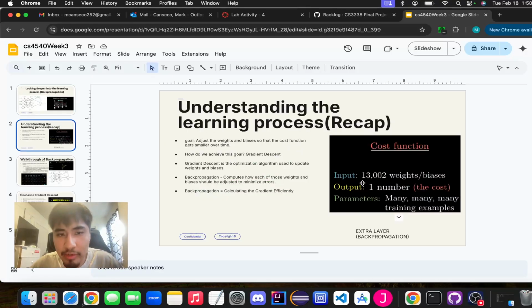So, a quick little recap of what we understood about the learning process last week. We learned that gradient descent is the optimization algorithm used to update weights and biases, and the goal is to adjust those weights and biases so the cost function gets smaller over time. In this video, I'm going to be introducing backpropagation, which computes how each of those weights and biases should be adjusted to minimize error. Essentially, backpropagation is calculating the gradients efficiently.